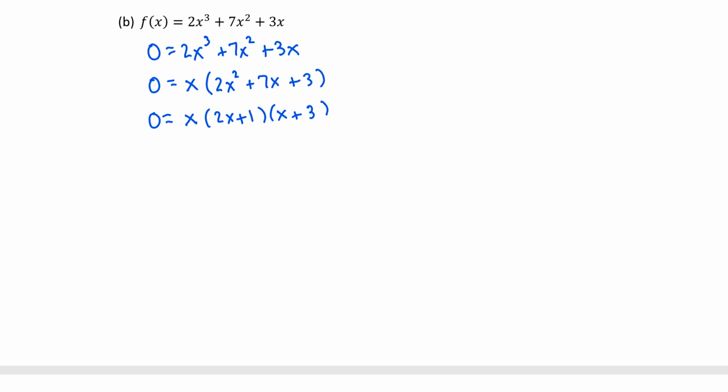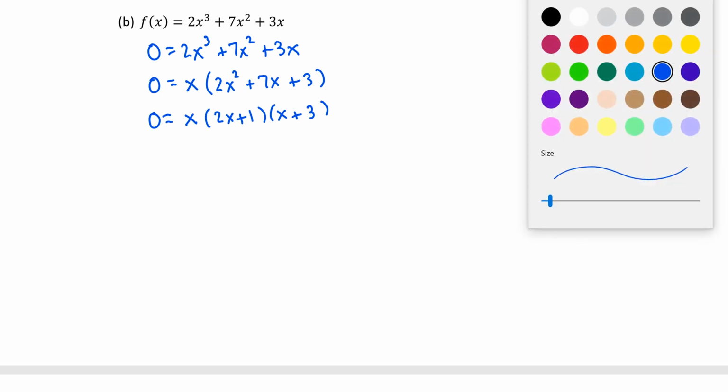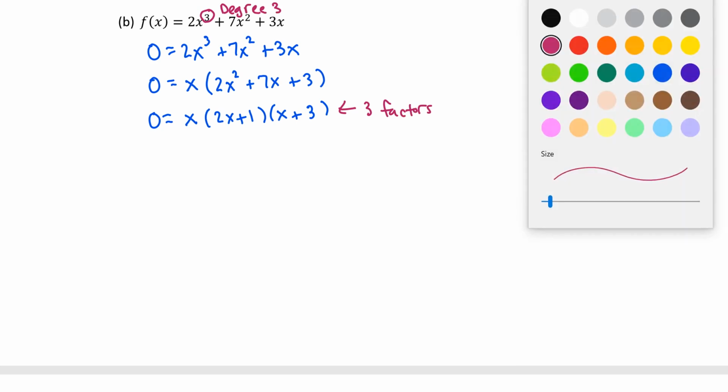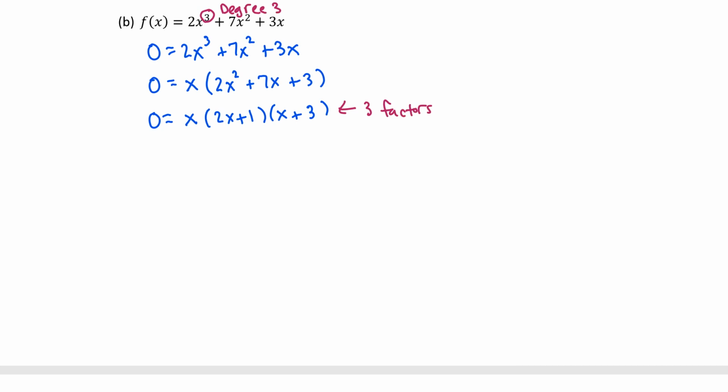But notice what our situation is here. We started with a degree 3 polynomial. Did you notice we have 3 factors? One of them's little and cute, but it is still a factor. So we will set all 3 of those factors, including that little monomial factor, equal to 0.